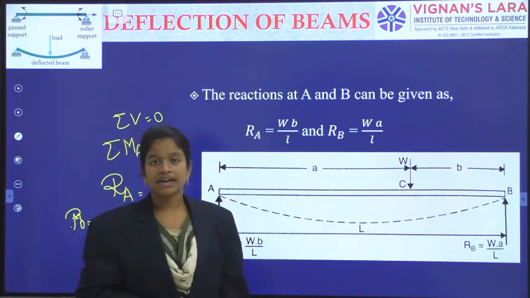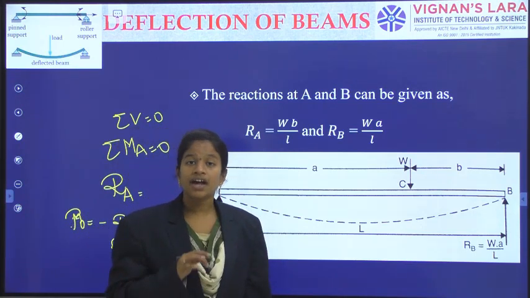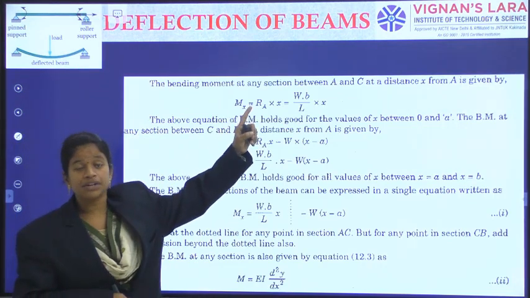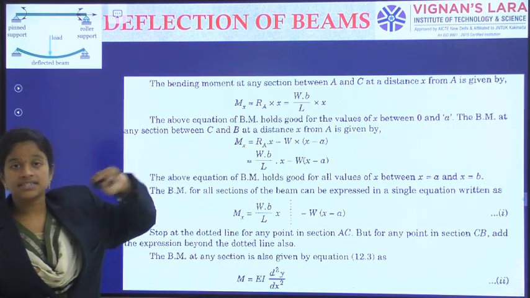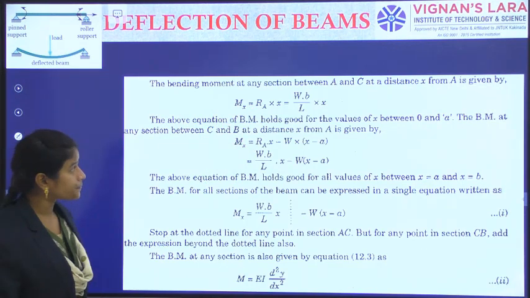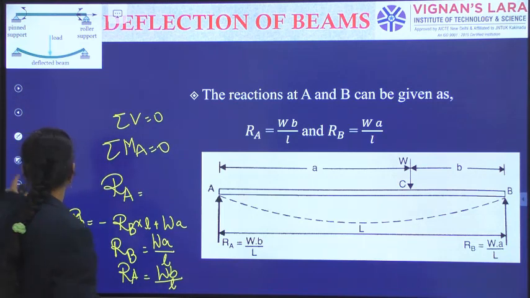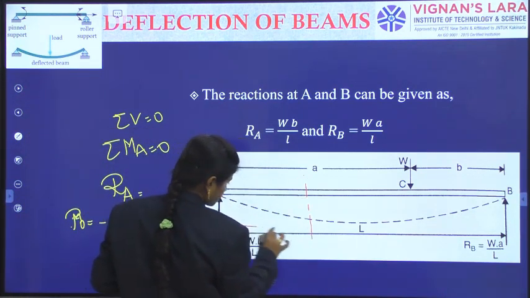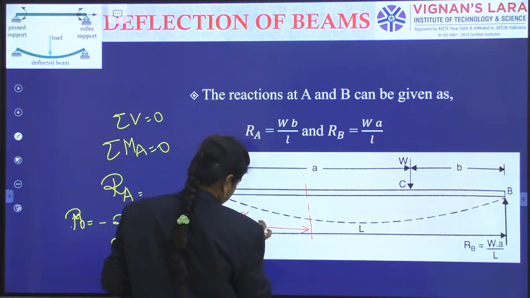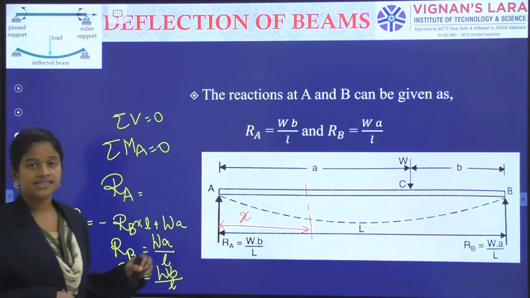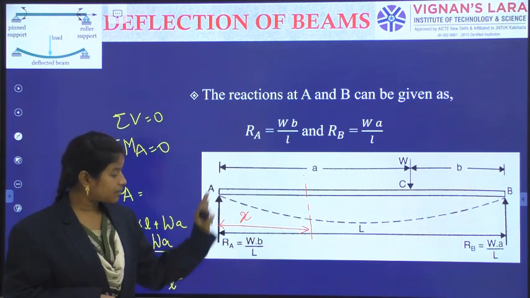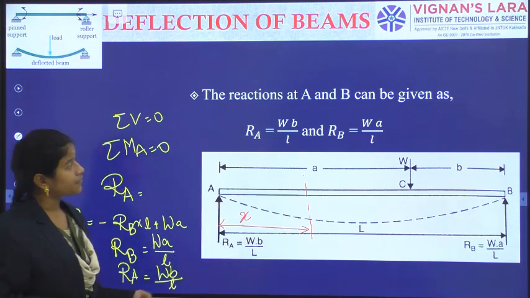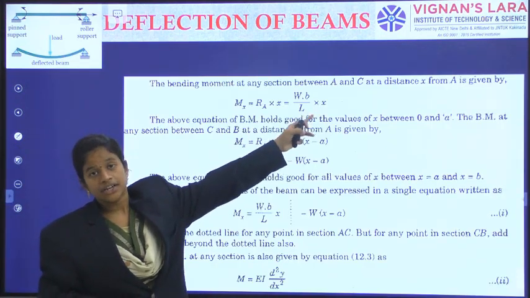But in the case of Macaulay's method, at a time I can do it. Now we will see how. See here, the bending moment at any section between A and C, at a distance x from A, is given by Mx equal to the bending moment at any section at a distance x from A is given by Wb by L into x, that is, RA into x. So that is the bending moment equation, Wb by L into x.